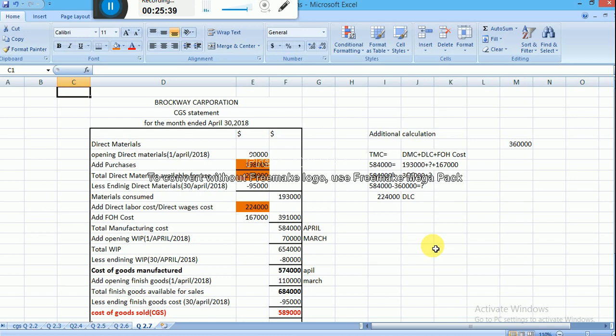Keep in mind, dear students, that in the reverse method we will add up the ending inventory and subtract the beginning inventory. Keep this note in your mind that while we are finding the missing item through the reverse method, all ending inventories will be added and all the beginning inventories will be subtracted.